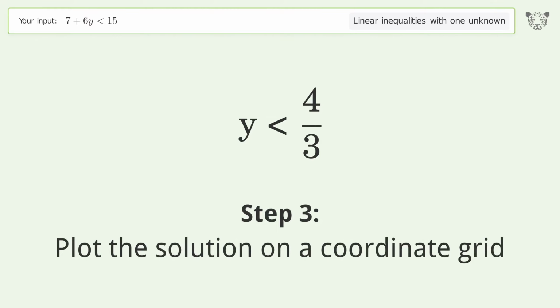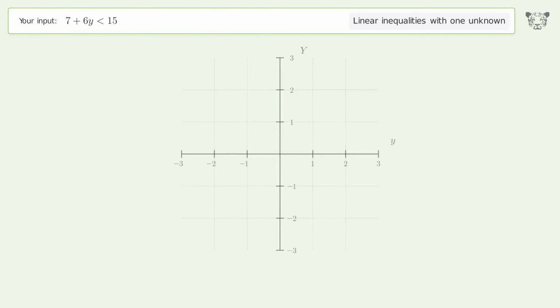Plot the solution on a coordinate grid. And so the final result is y smaller than 4/3 smaller than 11/3.